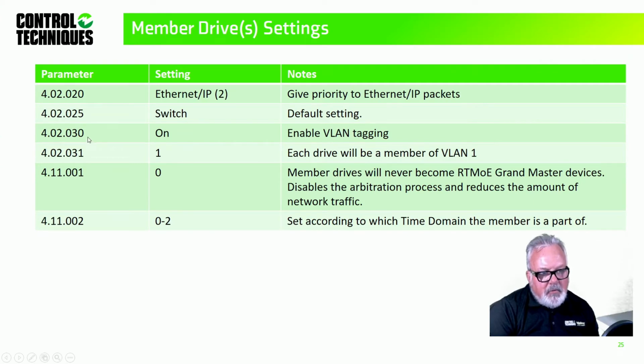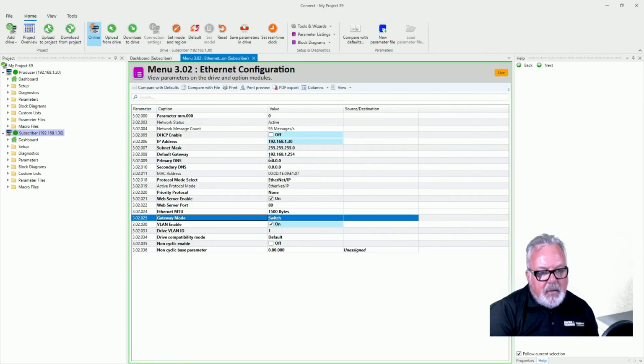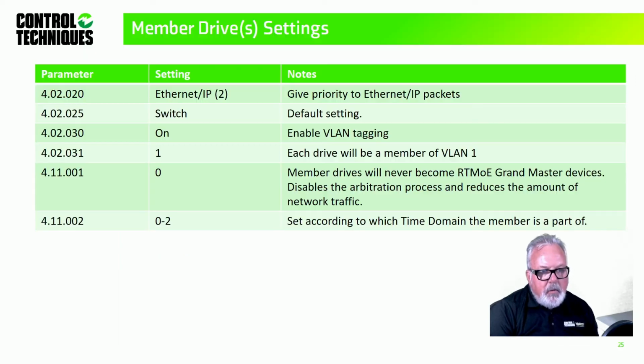But I do want to make sure that I enable VLAN. If I don't do that, I won't be able to receive messages coming through the gateway that have a VLAN tag. So I have enabled VLAN, and the VLAN ID is 1 to match my gateway drive. So that has to be enabled, and that has to match what I'd set up for my producer drive up here. So in terms of menu 2, that's all we have. Now let's go look at menu 11.